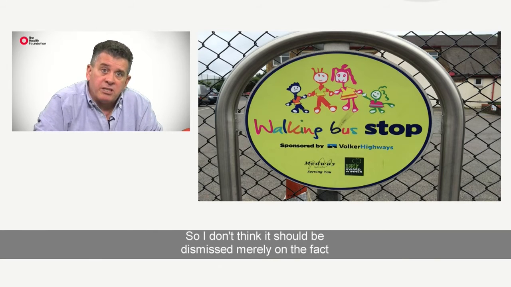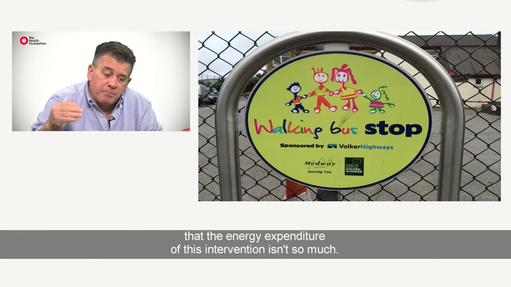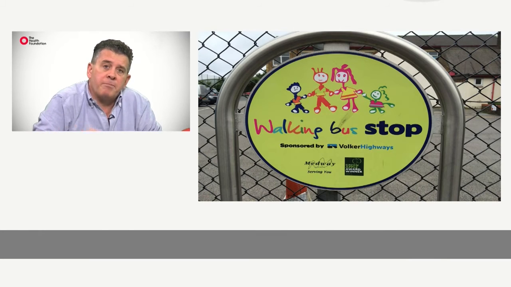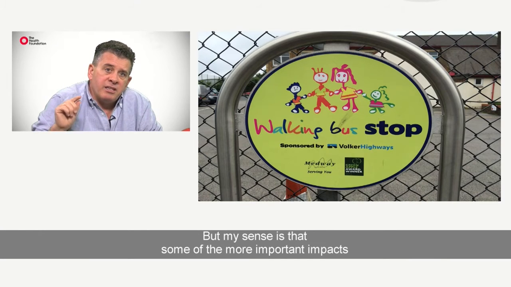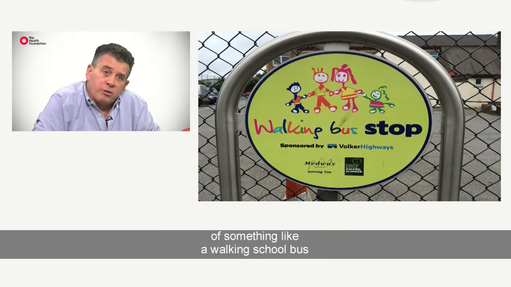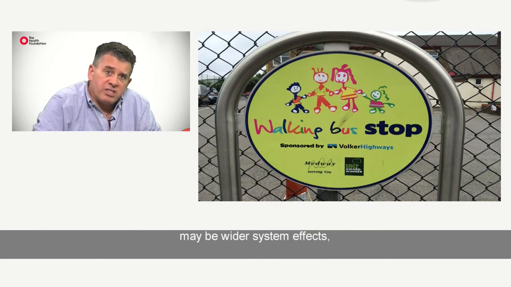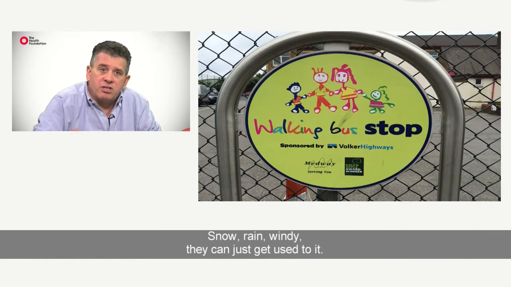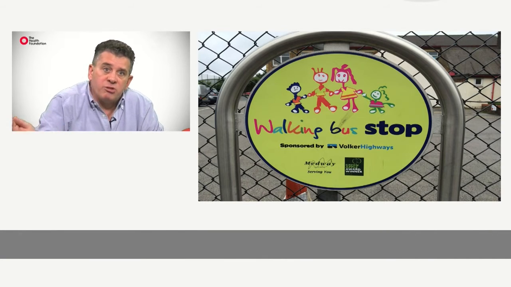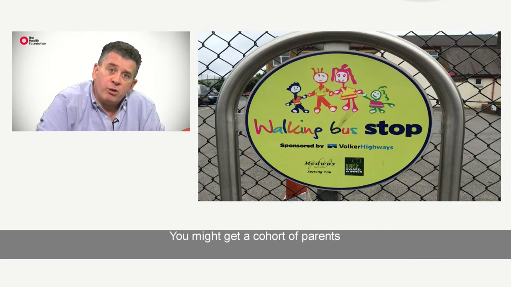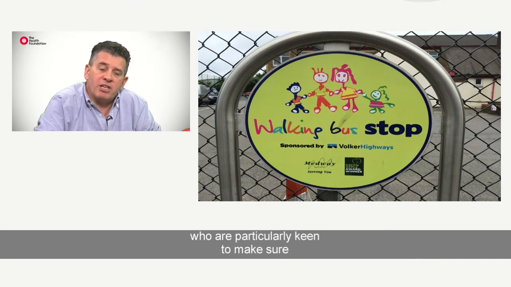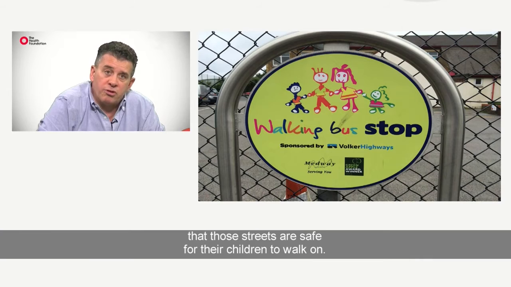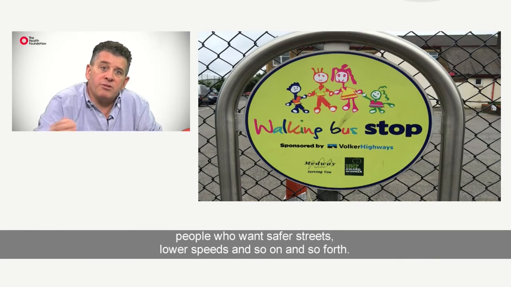So I don't think it should be dismissed merely on the fact that the energy expenditure of this intervention isn't so much. But my sense is that some of the more important impacts of something like a walking school bus may be wider system effects. The fact that if you have a cohort of children who get used to walking to school every day, they get used to the idea of walking, whatever the weather. Snow, rain, windy, they can just get used to it. It normalises walking. You might get a cohort of parents who are particularly keen to make sure that those streets are safe for their children to walk on. They might vote for different politicians, people who want safer streets, lower speeds, and so on and so forth.